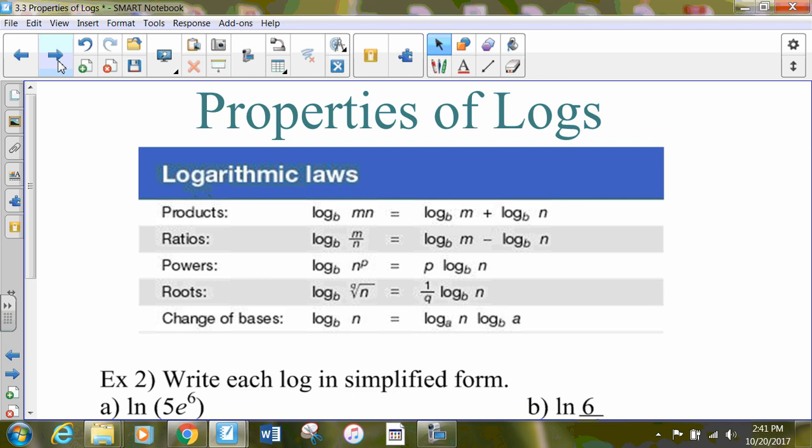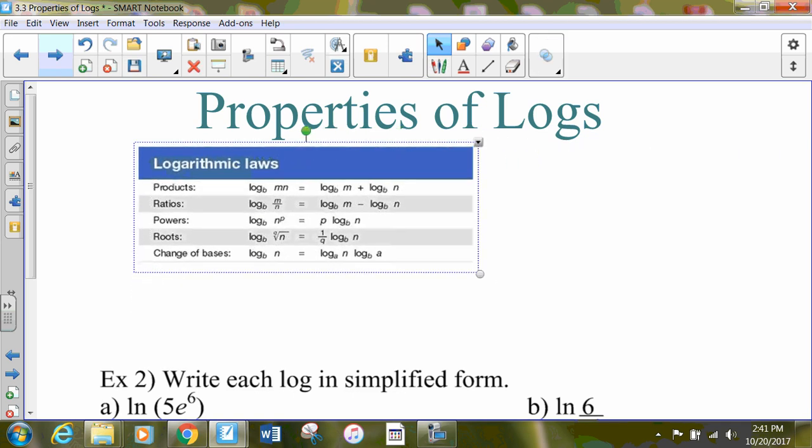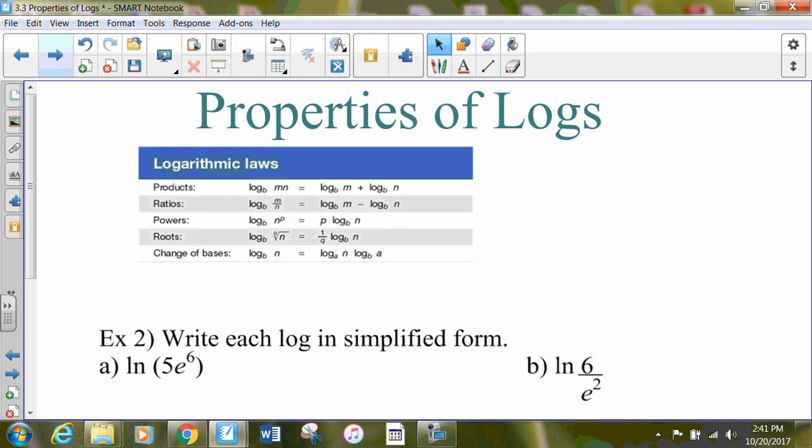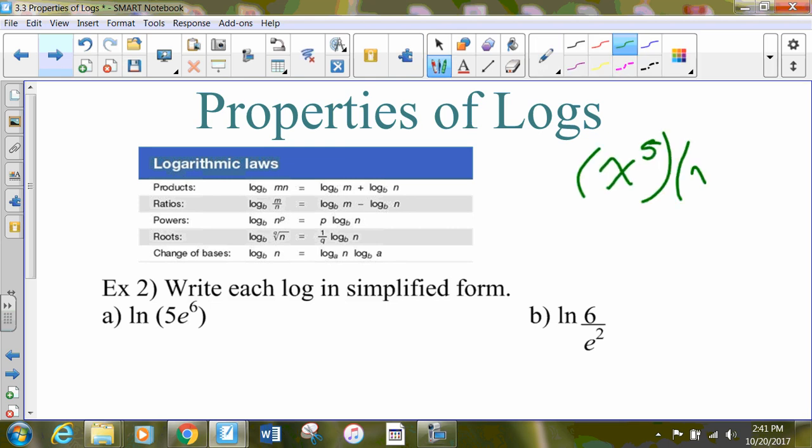Properties of logs. So there's a lot of rules that we see here. And instead of going through the rules, we're going to go ahead and apply them. I think that's how we learn rules best. Just like in our exponents, if we had something like x to the 5th times x squared, what would we do with our exponents? We would add them, right? That x to the 5th times x squared is x to the 7th.